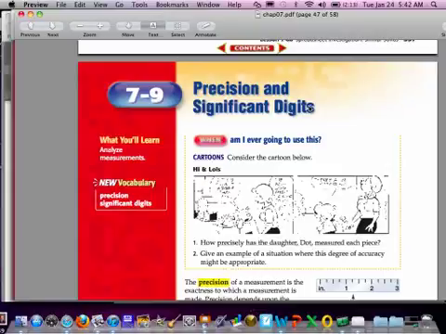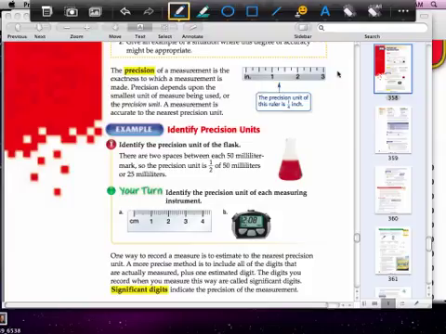Section 7.9, Precision and Significant Digits. Okay, if we talk about precision of a measurement, what we're talking about is how precise the device that you're using is, like a ruler or a graduated cylinder or a scale, how many markings it has on it, how many places after the decimal you can get. And a lot of times we call that the precision unit.